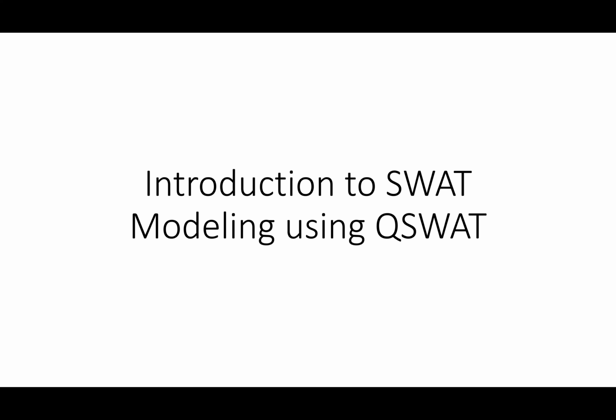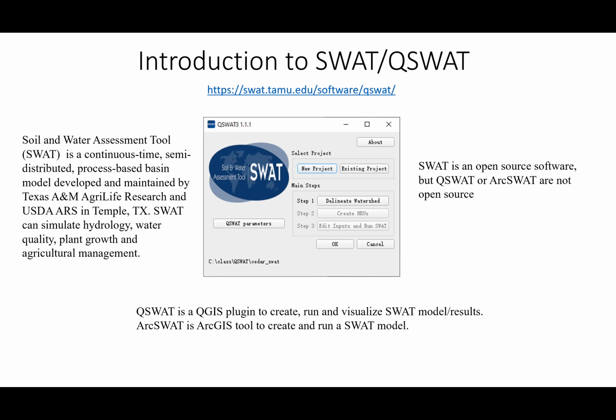In this video, we are going to get a quick overview of how to create and run a SWAT model using QSWAT. SWAT, which stands for Soil and Water Assessment Tool, is a continuous time semi-distributed process-based watershed scale model developed and maintained by the Texas A&M Agri-Life Research and USDA's ARS lab in Temple, Texas. It can do hydrology, water quality, plant growth, and agricultural management. So SWAT is a comprehensive model.